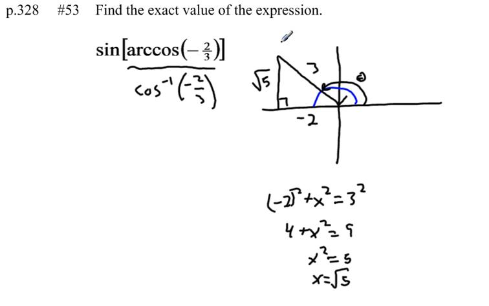Okay, now that I have everything labeled on my triangle, we can complete this problem because we're looking for the sine of this angle. Well, the sine of this angle, SOHCAHTOA, tells me sine is opposite over hypotenuse. So the opposite side is the square root of 5 over the hypotenuse, which is 3. And there is the value of the sine of the arc cosine of negative 2/3.